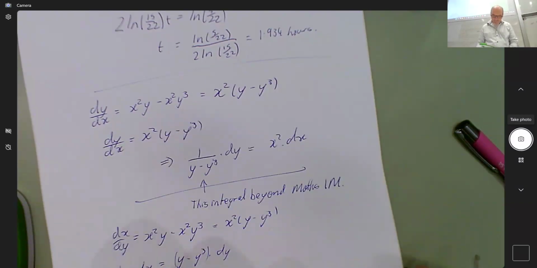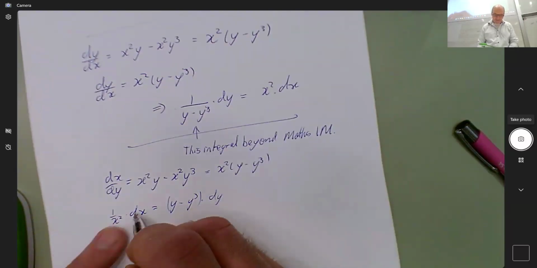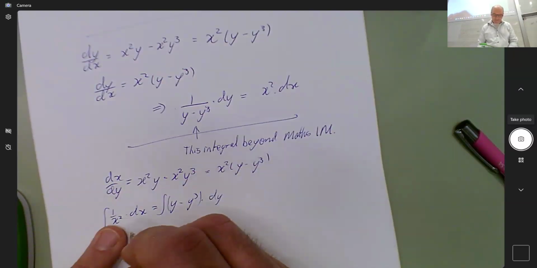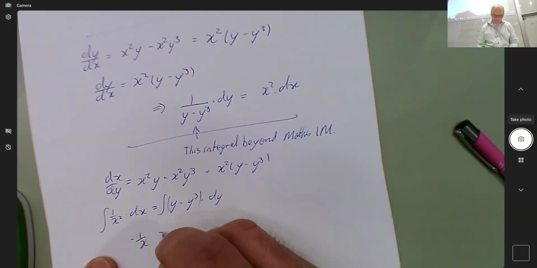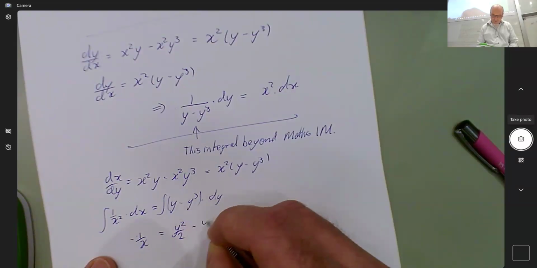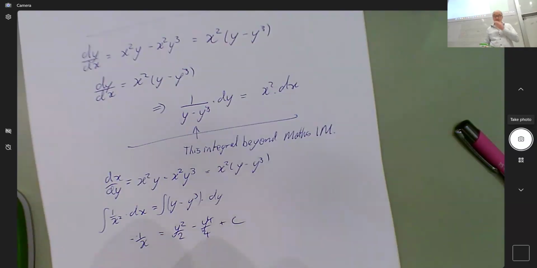And then I could do something about it, right? So when I slip in my integral sign, and this is x to the minus 2, so it becomes minus 1 on x is equal to, the integral of that is y squared on 2 minus y to the 4 on 4, plus a constant of integration. All right. So I can do that, and there's absolutely nothing wrong with doing it that way.